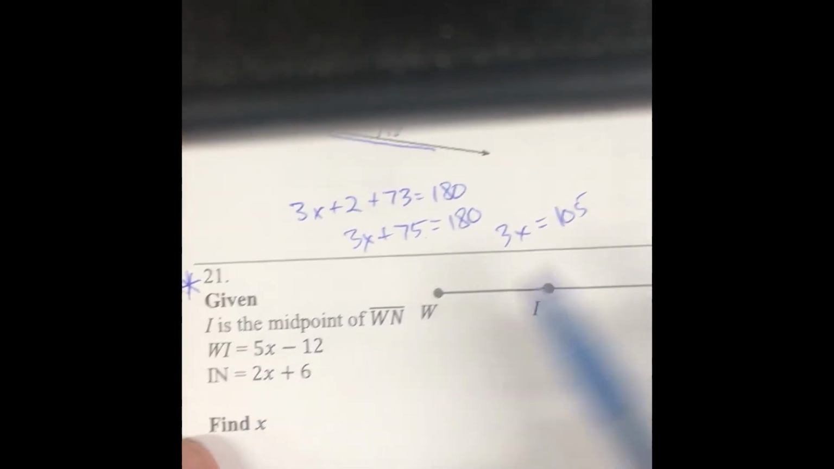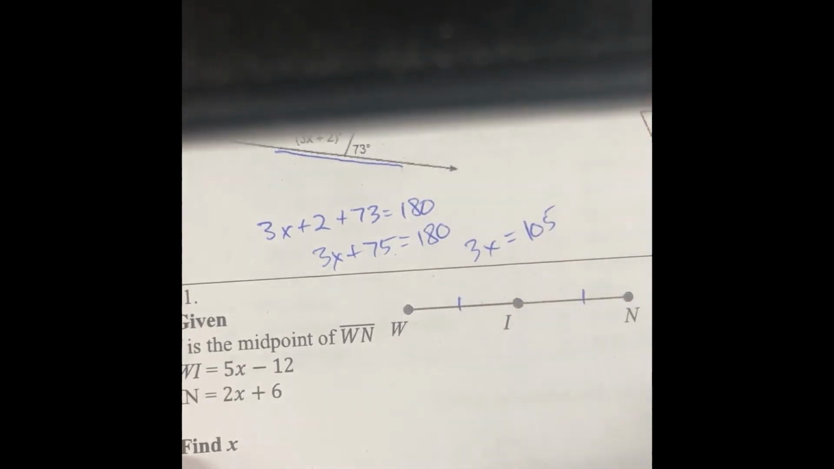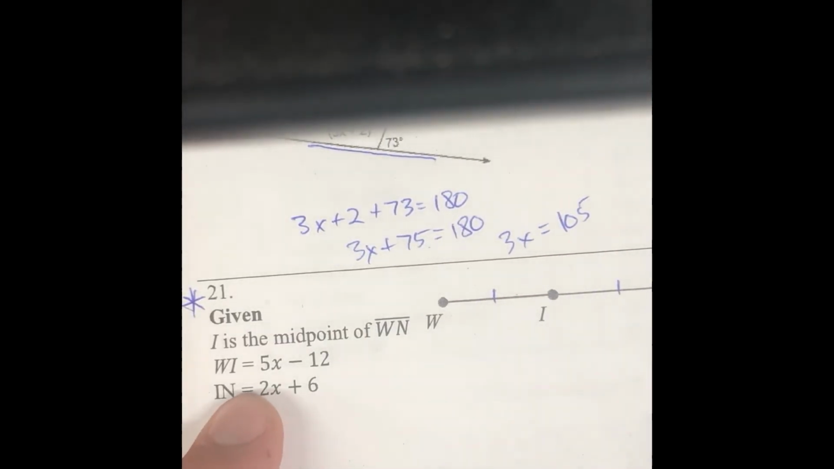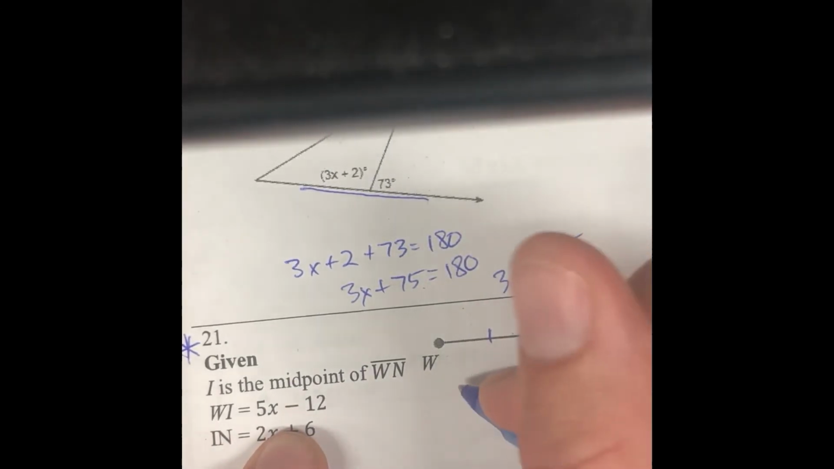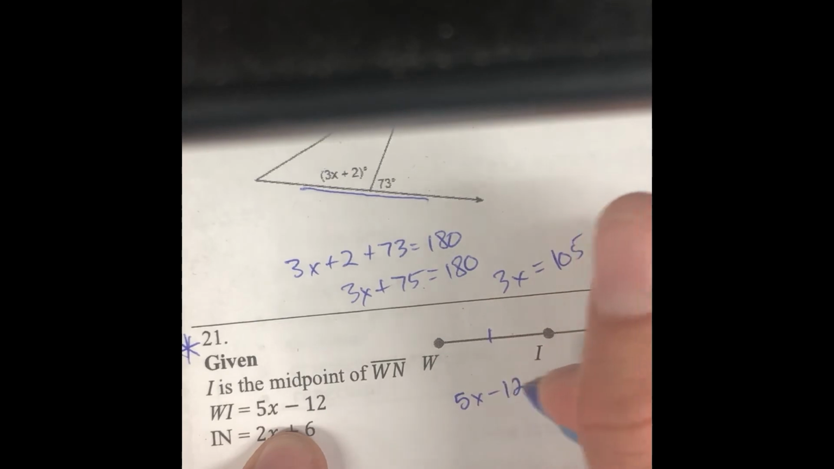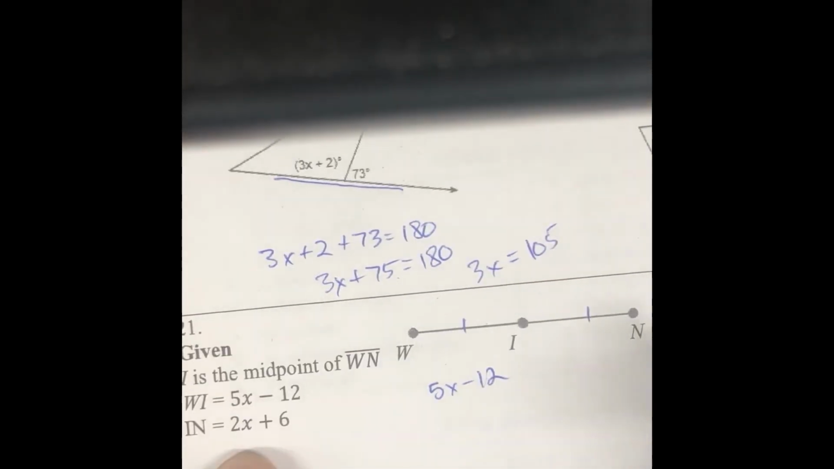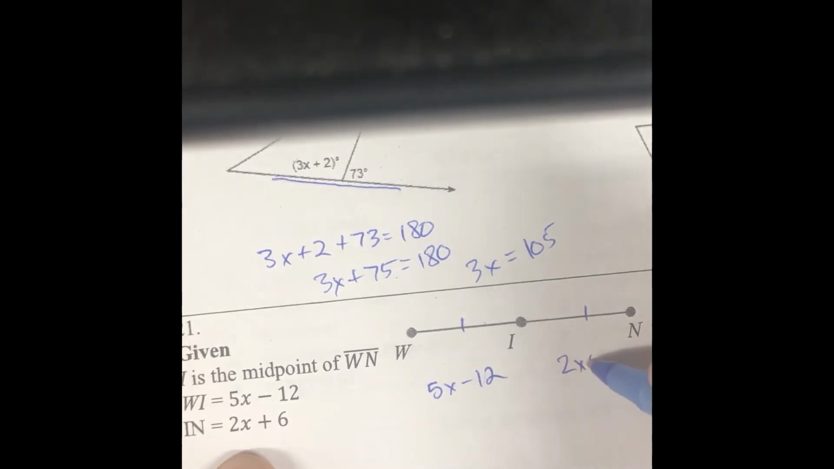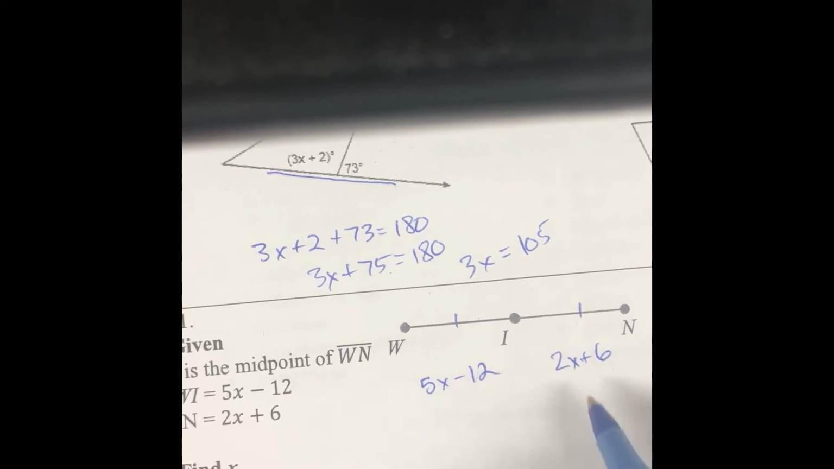Given I is the midpoint, so I is the midpoint, and maybe you come over here and mark them congruent. Maybe that helps you. WI is 5x plus 12. So this is 5x minus 12. And IN is 2x plus 6. Find x. Okay, so what do we do?